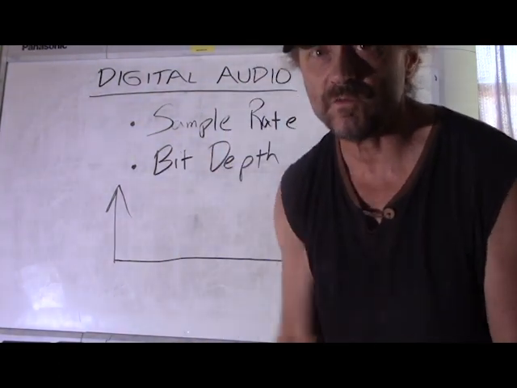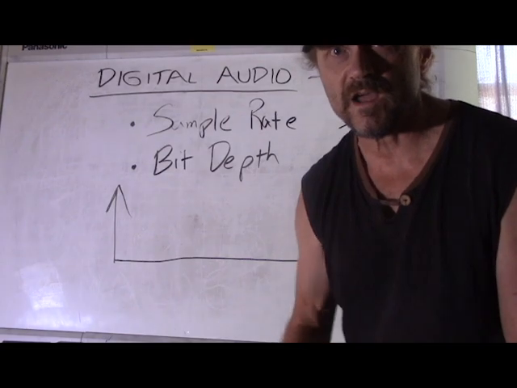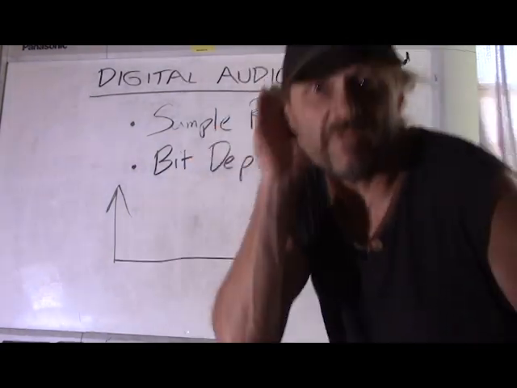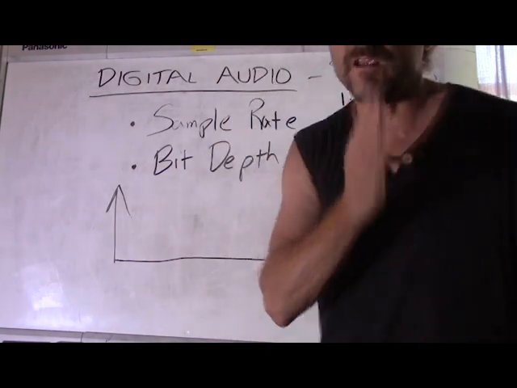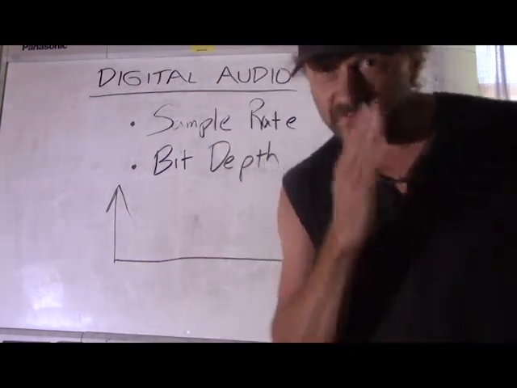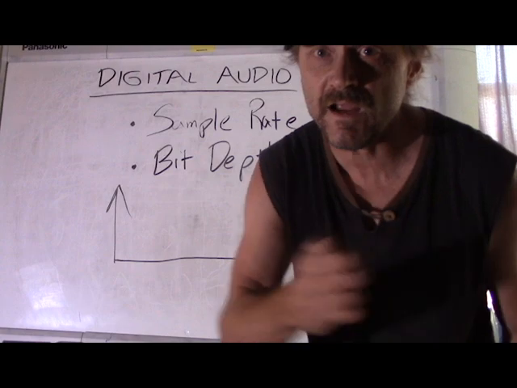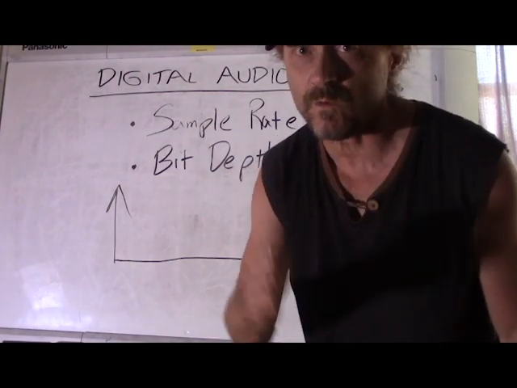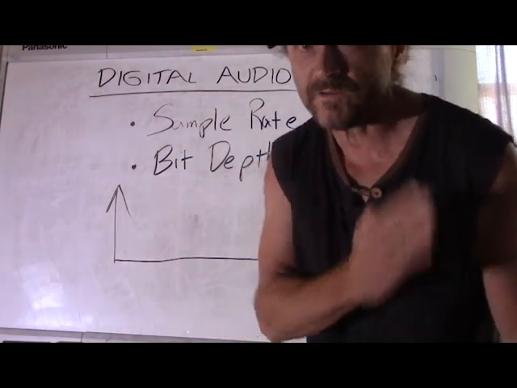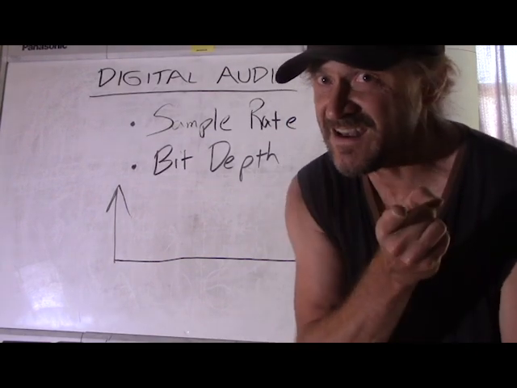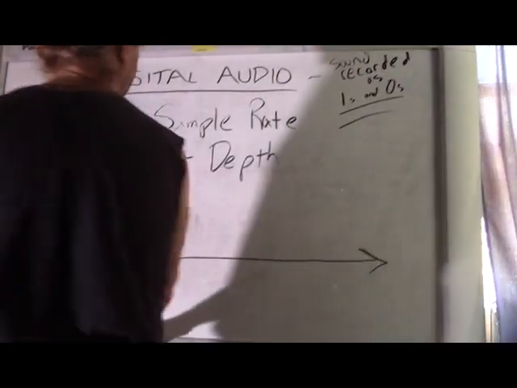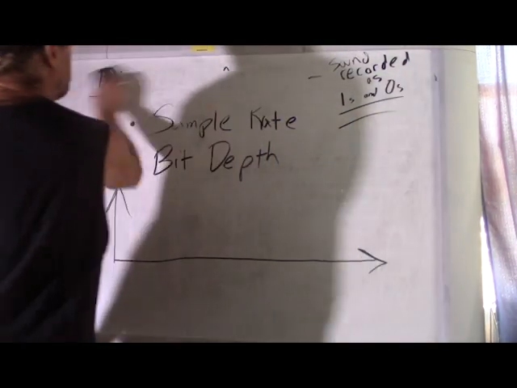Well, what if it listened 10 times every second, counting 1, 2, 3, 4, 5, 6, 7, 8, 9, 10? So if the computer is listening 10 times every second, asking what's going on in the air, what's going on in the air, now we're saying that the sample rate is 10 hertz. Okay? So, let's do that.